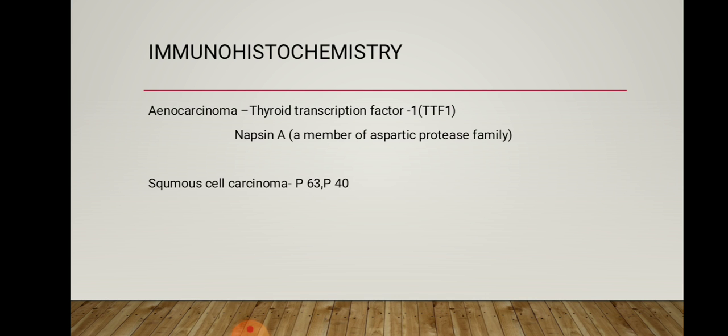Various immunohistochemical markers are used in diagnosing lung cancer. For example, in adenocarcinoma, thyroid transcription factor 1 and napsin A, a member of aspartic protease family, are used, and in squamous cell carcinoma, P63 and P40 are used.